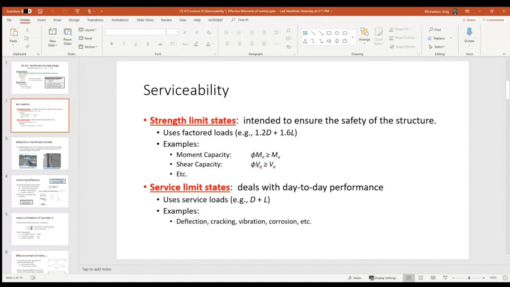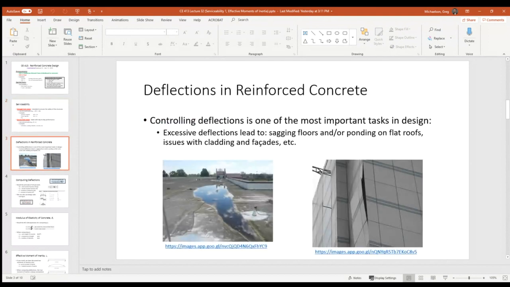Remember, no load factors for what we're doing for the next couple of weeks. So anytime we're dealing with a service limit state, nothing's factored. Now, for our purposes in the class for serviceability, what we're going to be dealing with and concerned about are deflections.